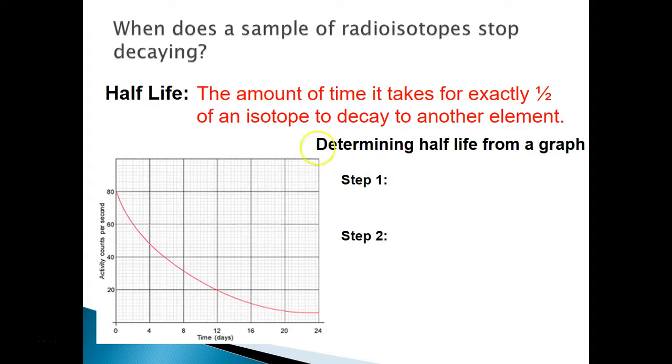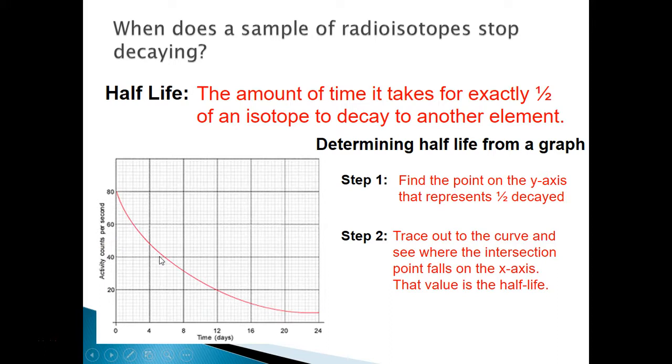So let's first look at a graph. Now here we have on this graph activity counts per second on the y-axis. What that really means is the amount of substance remaining. And on the x-axis we have time. So the first thing we're going to need to do if we're going to determine half-life is to find the point on the y-axis that represents half of the item decayed. So at time equals 0, before decay starts, we have an amount left of 80. So the half-life must be at the point where 40, or half of 80, remains.